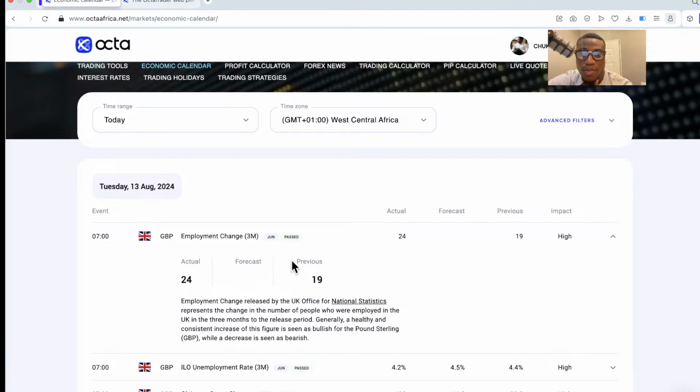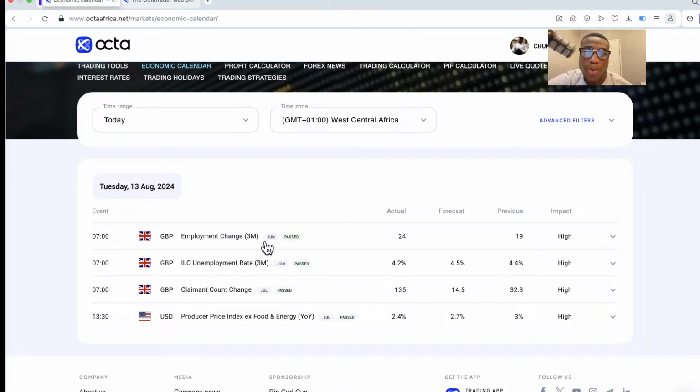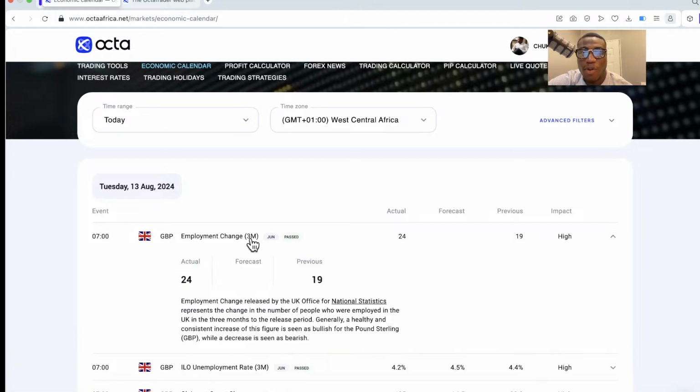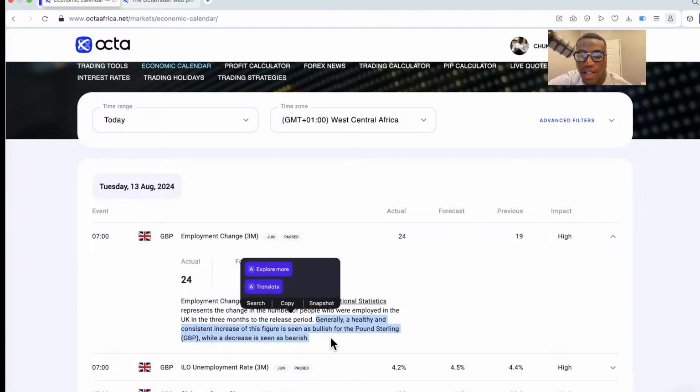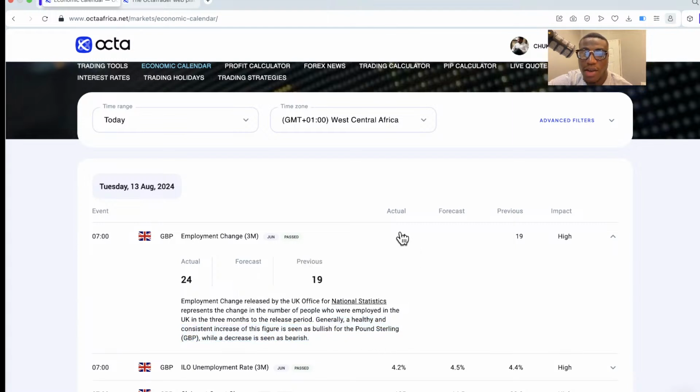So let's say, for example, you're trading GBP, right? How important is the employment change for the pound sterling? You can identify that by reading this last sentence. Generally, a healthy and consistent increase of this figure is seen as bullish for the pound sterling. Obviously, you can see that the actual was greater than the previous. We had 19 previously, and now we have 24.